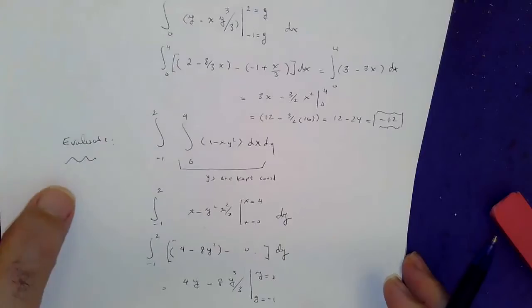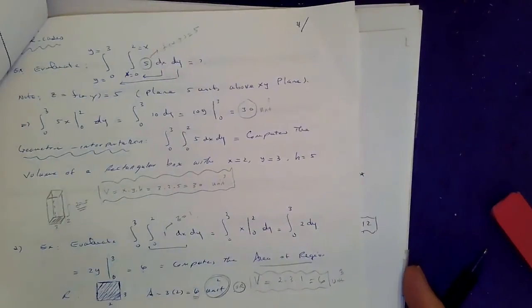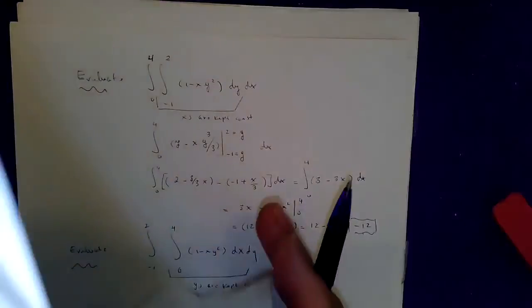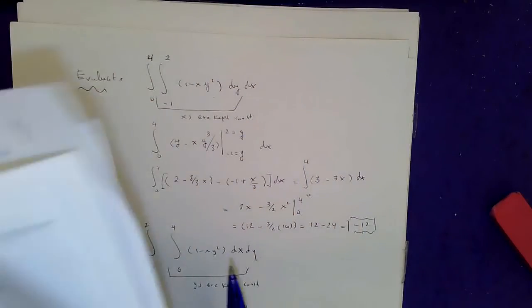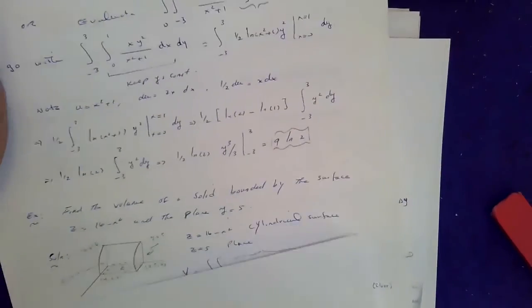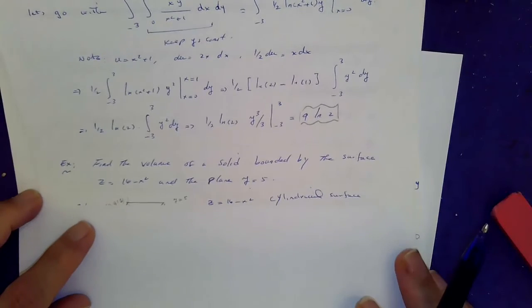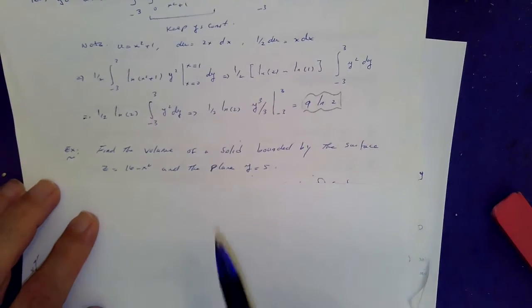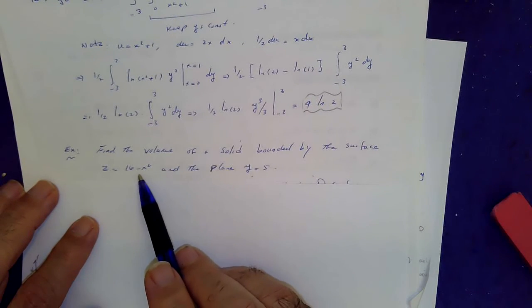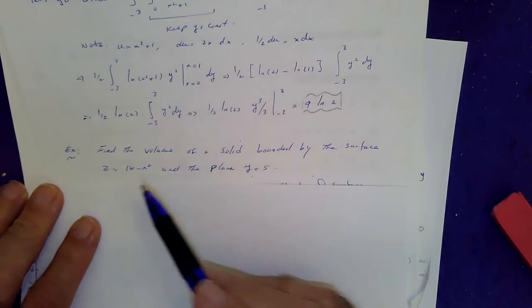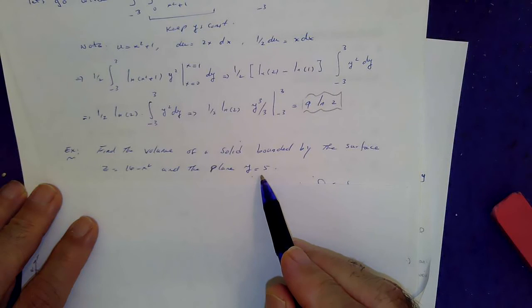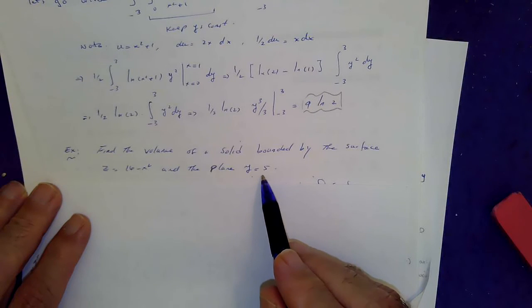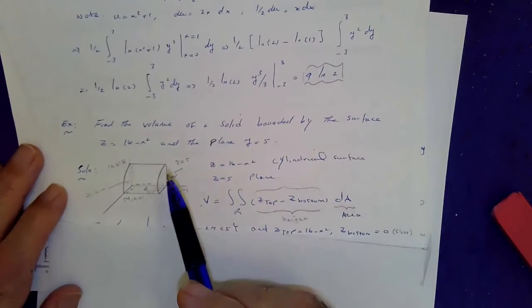Mr. Fubini proved that. So the idea is now we get to find the volumes of solids using double integrals. One of the problems, which is my favorite, is this guy right here: the volume of a solid bounded by the surface z equals 16 minus x squared, which happens to be a cylindrical surface, and the plane parallel to the XZ plane, perpendicular to the y-axis, which is y equals 5. And this is how it looks.